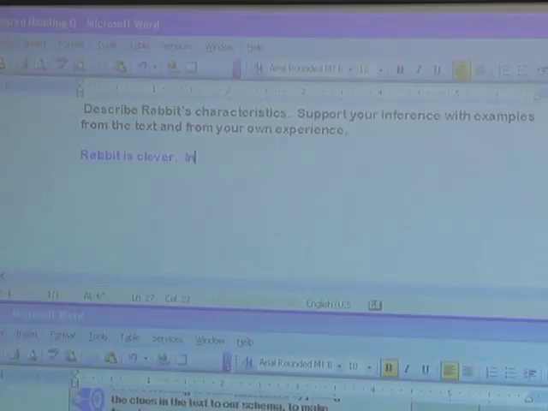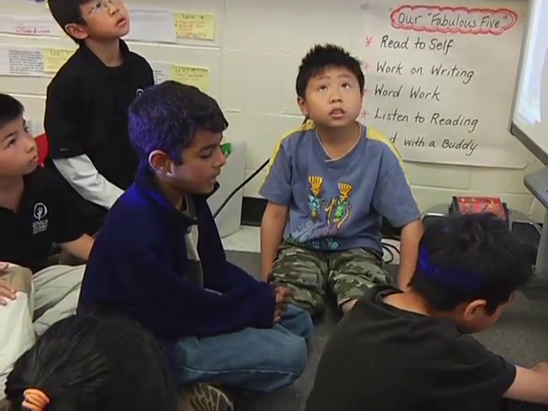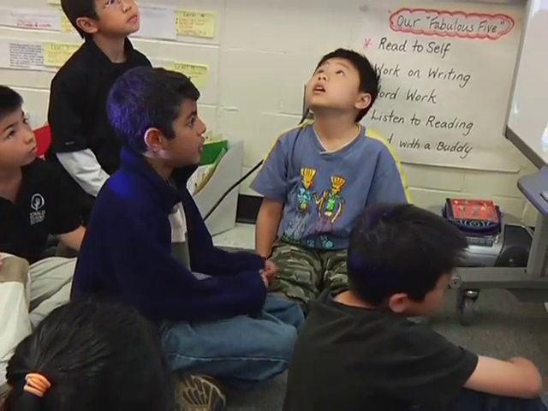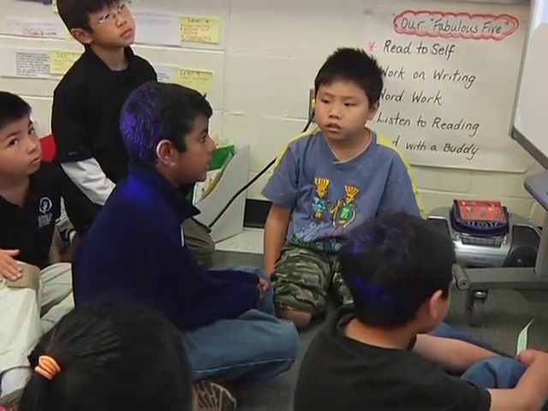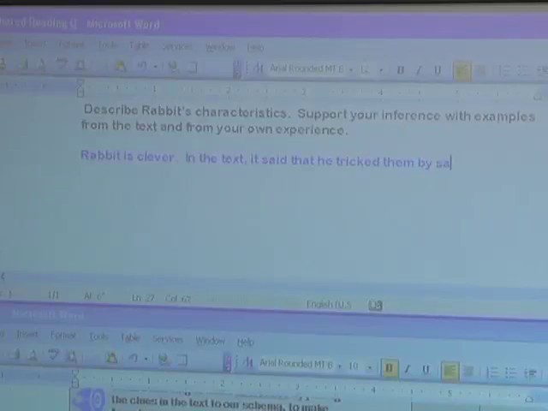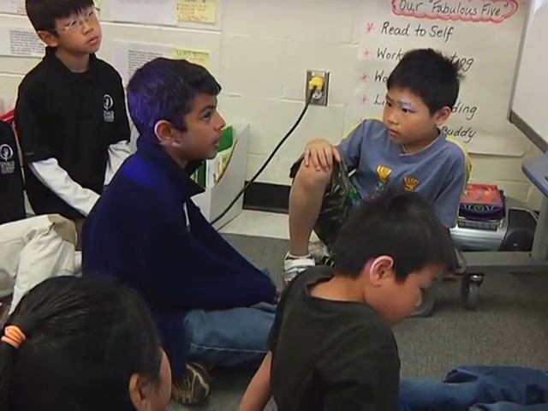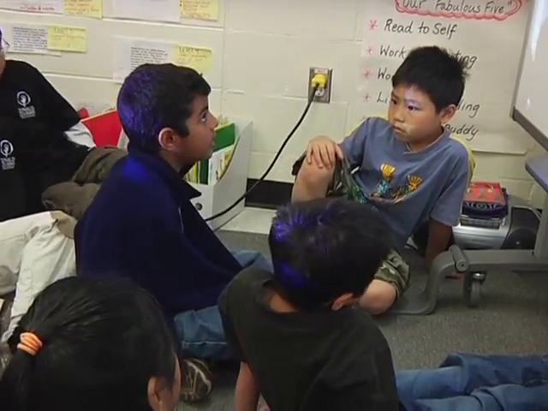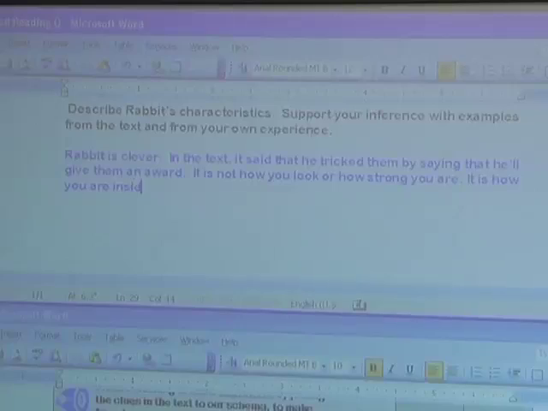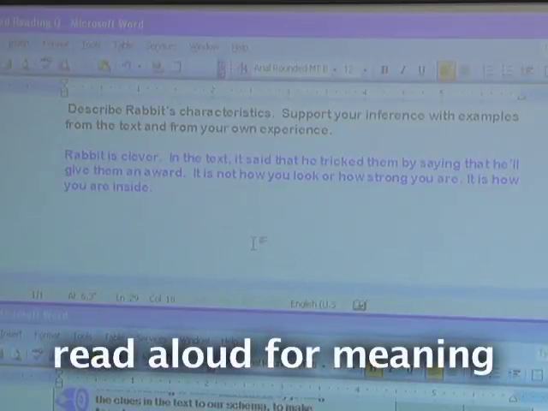In the text, it said that he tricked them by saying that he'll do a war because he wanted to prove that it's not how you look or how strong you are. It's how you are inside. That really counts. Some good thinking there. Let's read that one more time and make sure it makes sense.